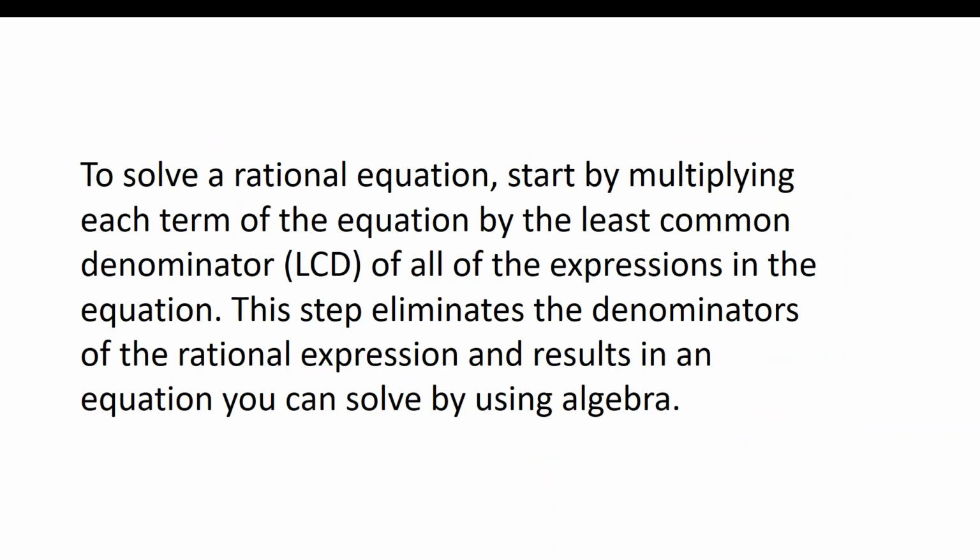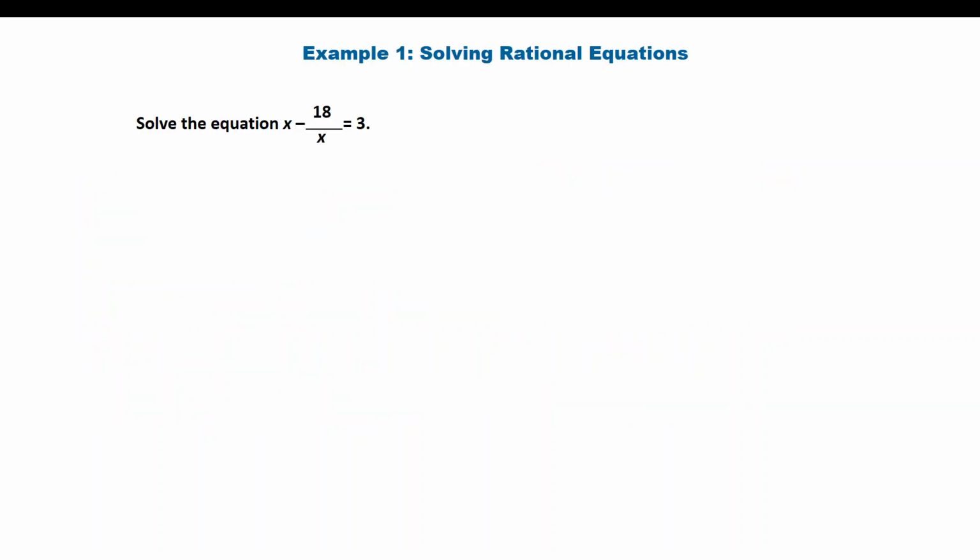To solve a rational equation, start by multiplying each term of the equation by the least common denominator of all the expressions in the equation. This step eliminates the denominators of the rational expressions and results in an equation that you can solve by using algebra. Makes your life much easier. So let's look at an example.